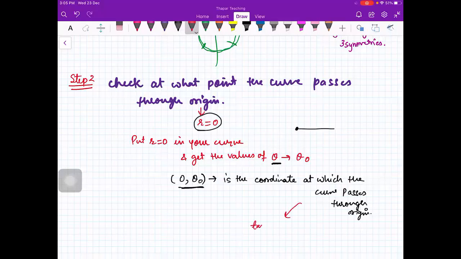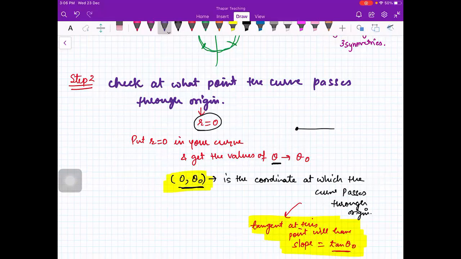The tangent at this point will have slope equal to tan theta naught. I'm not going to explain this because it will take 20-30 minutes. If the curve is passing through the origin with coordinates (0, theta naught), then the tangent to the curve will have slope equal to tan theta naught. I will take your doubts, just give me a few minutes.